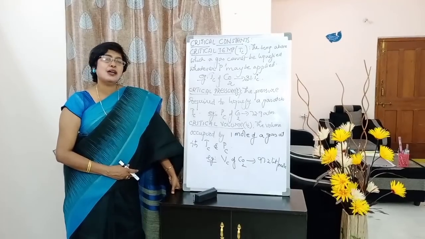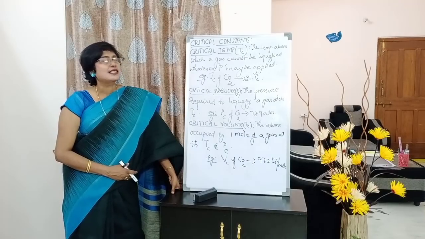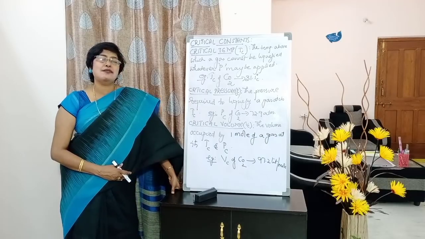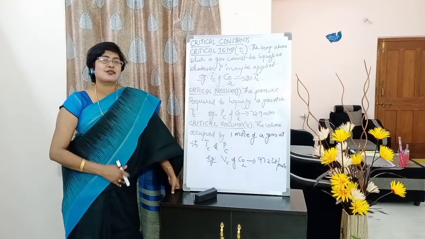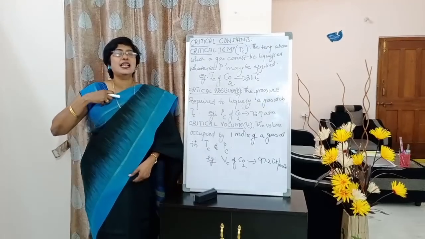So this doesn't come under Andrews isotherms of carbon dioxide, students. This is a separate short answer question. You will be asked the question, define TC, PC and VC, as a 1 mark or 3 marks question. So like that, critical constants will be asked.